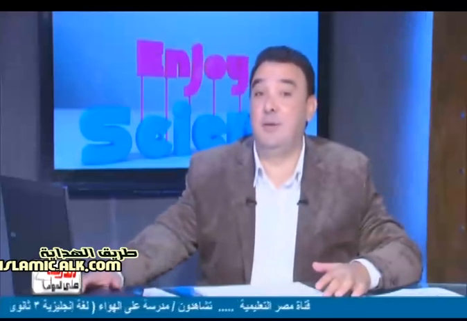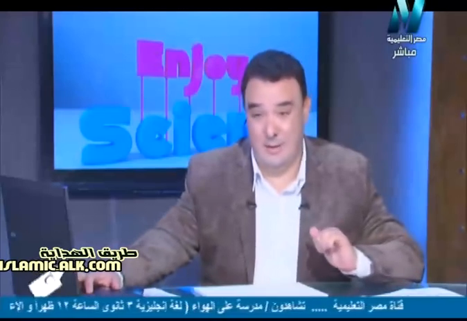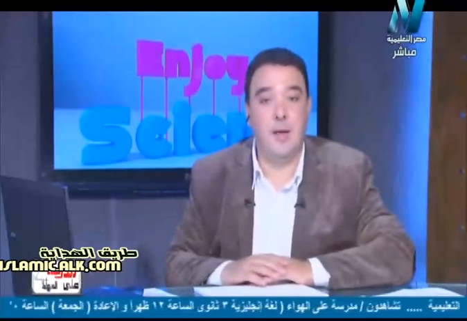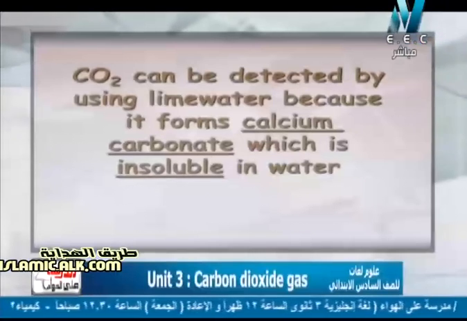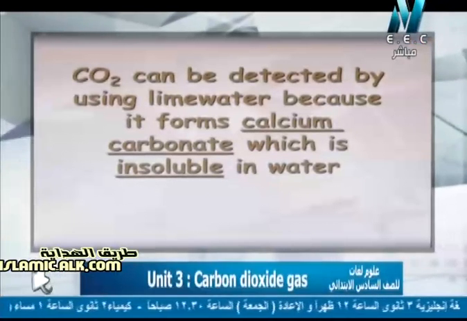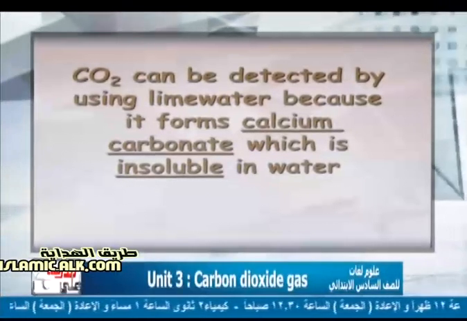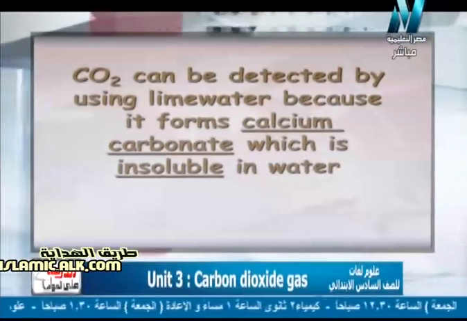So again, I have a very important conclusion. Again, we take a very important conclusion that says: carbon dioxide gas can be detected by using lime water because it forms calcium carbonate which is insoluble in water. Which is what? Which is insoluble in water.